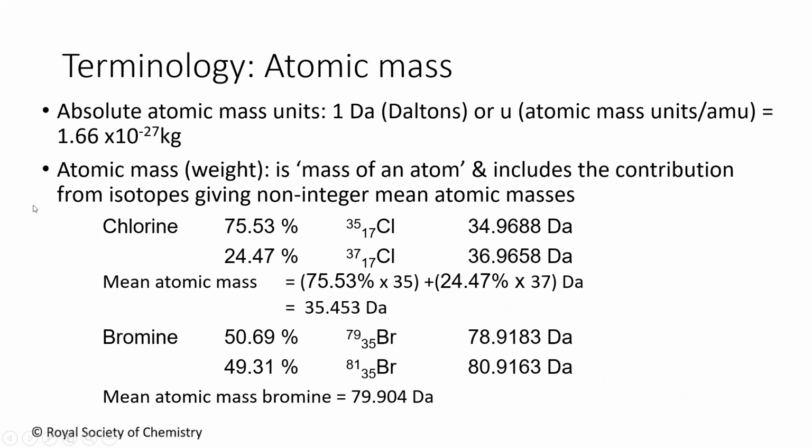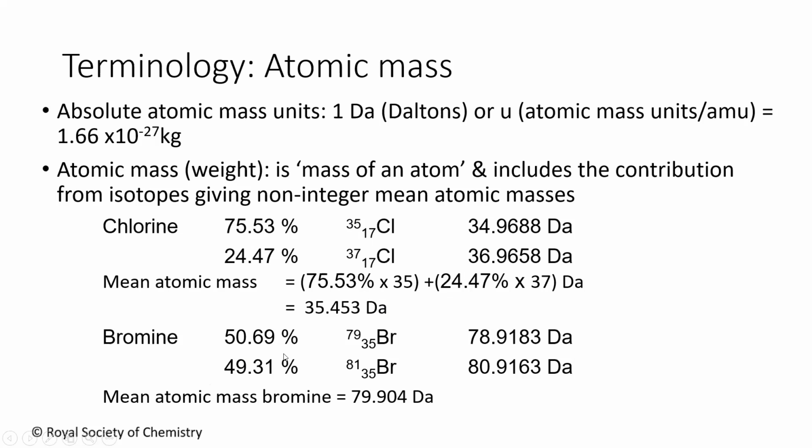And so the mean atomic mass, you can calculate that by multiplying the relative abundance by the mass number, the atomic mass unit, and you add the two together and find an average of that. So 75% of 35 and 25% of 37 gives us the mean atomic mass of chlorine to be approximately 35.5.